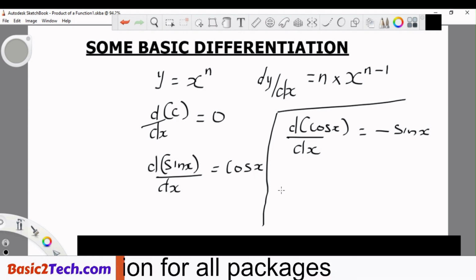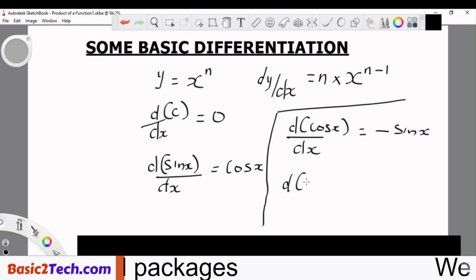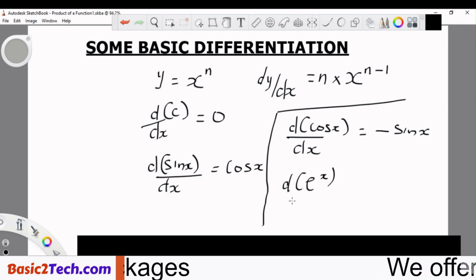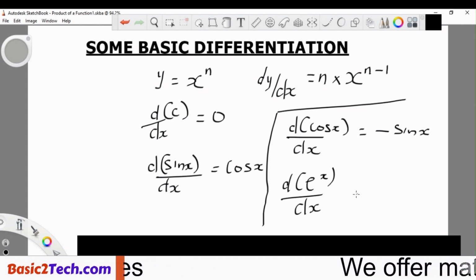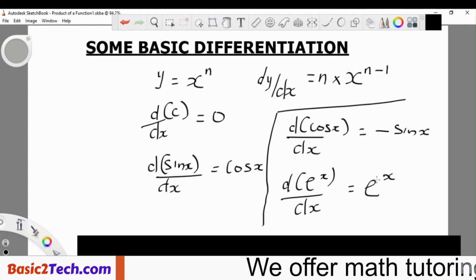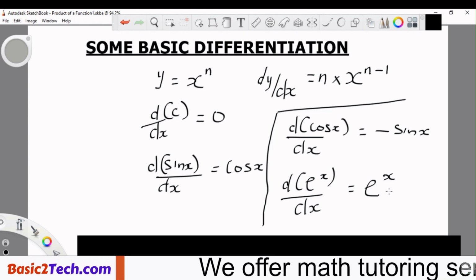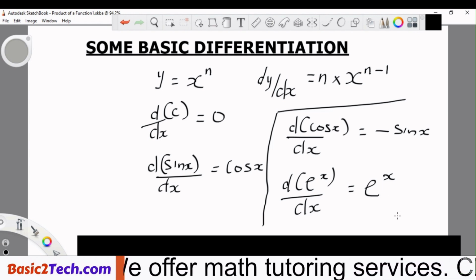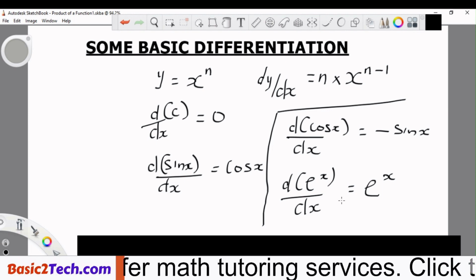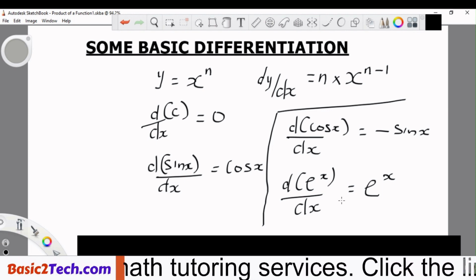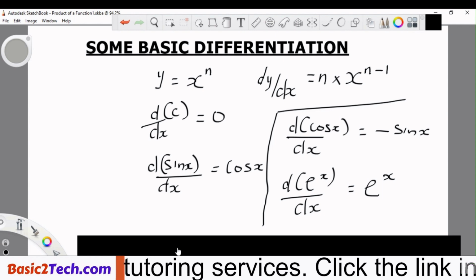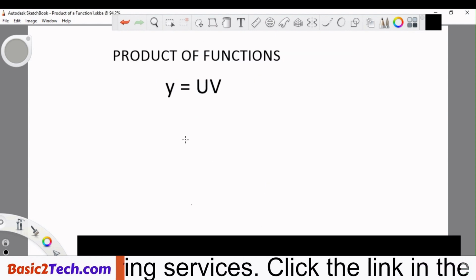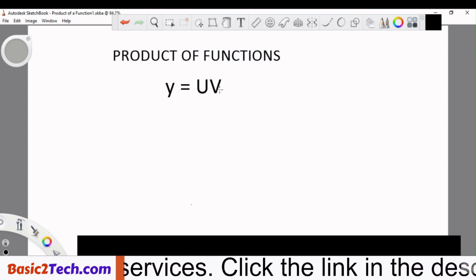And when we differentiate exponential x with respect to x, this gives us exponential x. These are very basic and also useful differentiation rules that we have to know as we go into the world of calculus. Let's return back to today's topic, which is the product of functions.